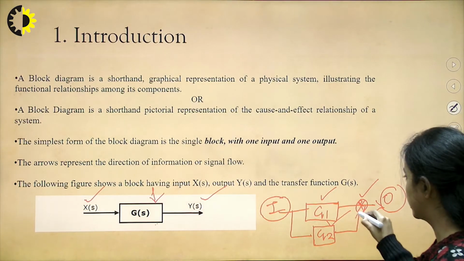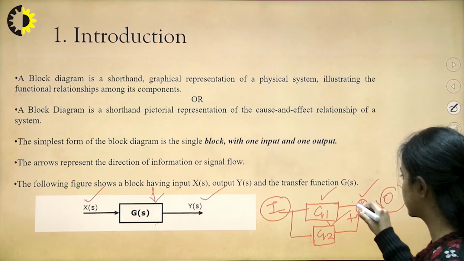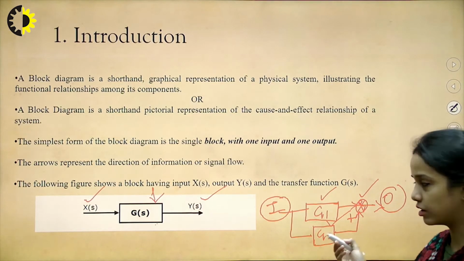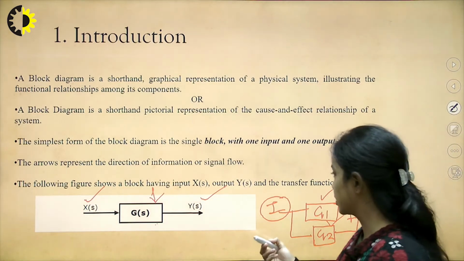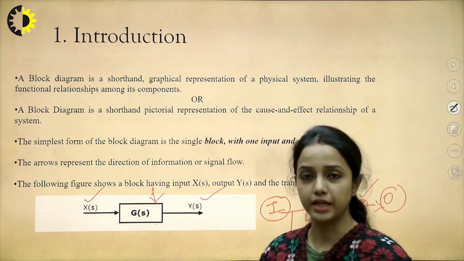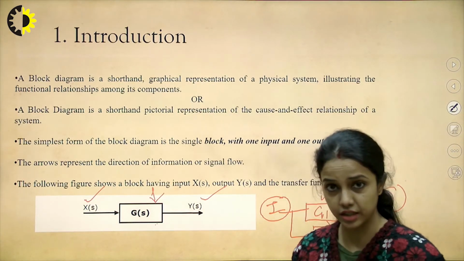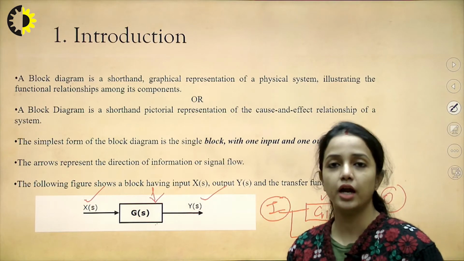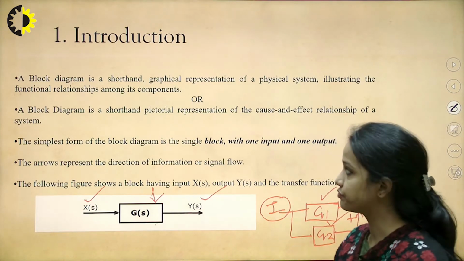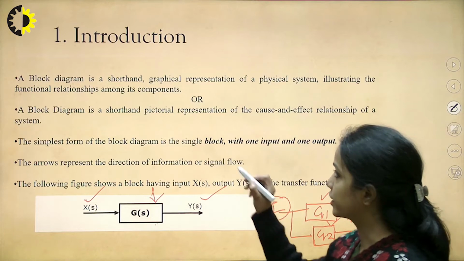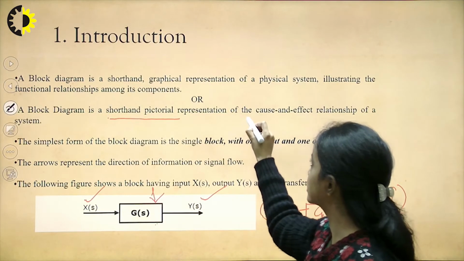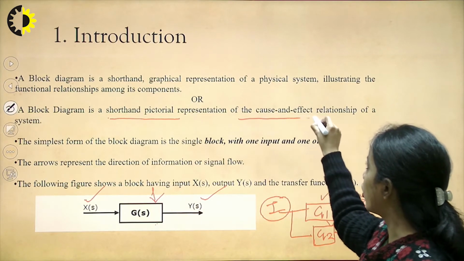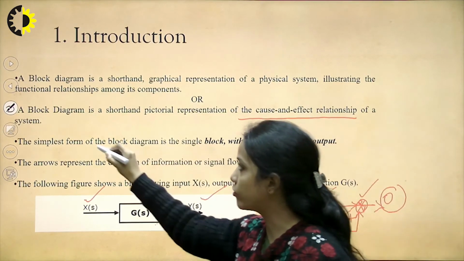Let us assume that the sign here is plus. So, the two gain terms can be subtracted by replacing this plus sign with minus sign. The two gain terms can be cascaded, and in that condition they come as a product, and the same is called series connection. Also, block diagram is a shorthand pictorial representation of a cause and effect relationship of a system.